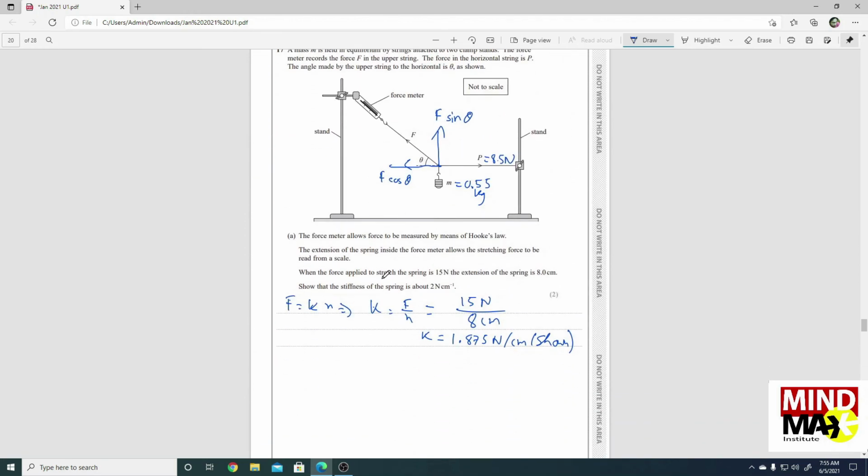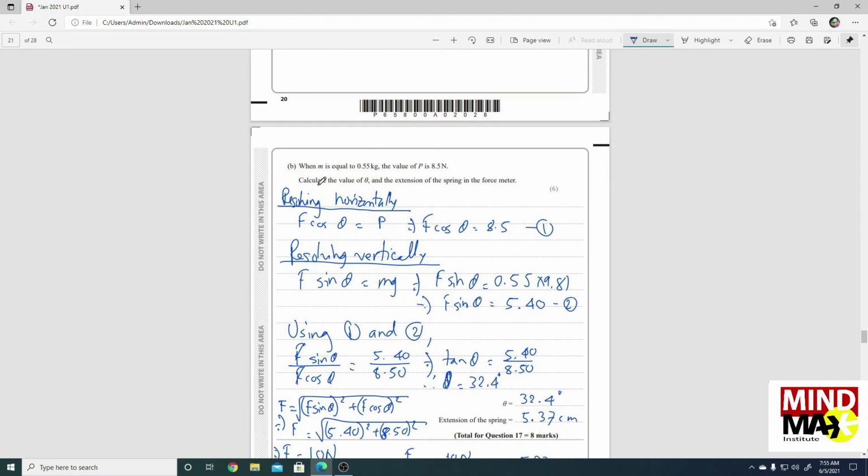Number 17, show that the stiffness of the spring is about 2 newtons per centimeter. So this is the formula. Force is stiffness constant times extension. So K is F by X. F is 15 and the extension is 8. Okay, so that is what we get, 1.87 newtons per centimeter, which is approximately 2 newtons per centimeter. So the answer is shown.